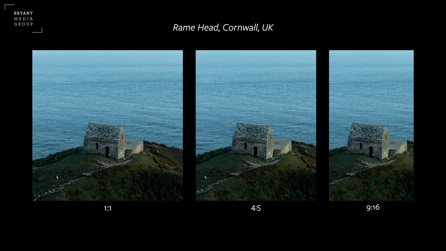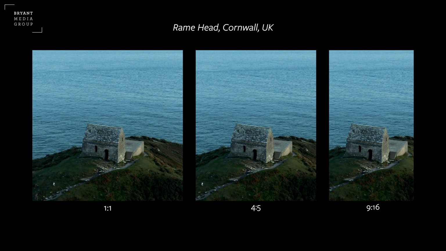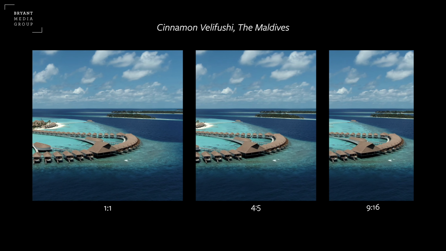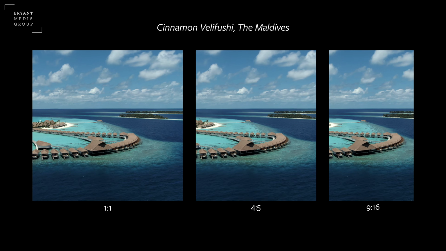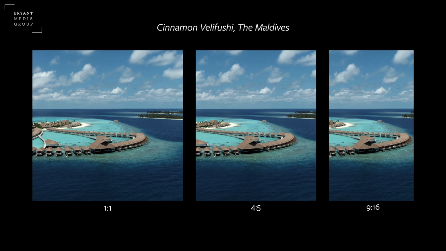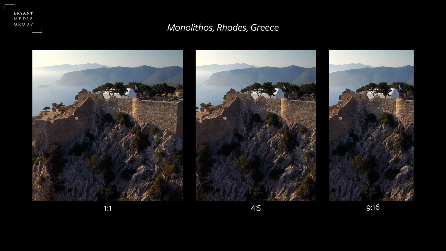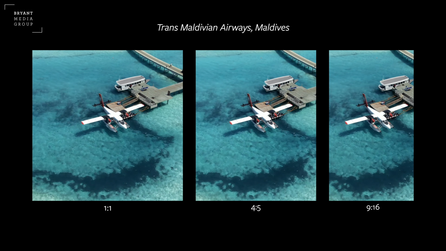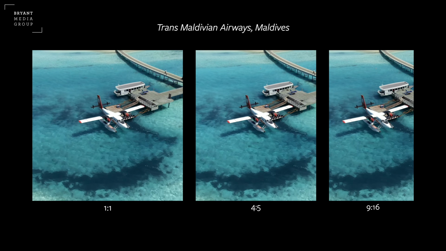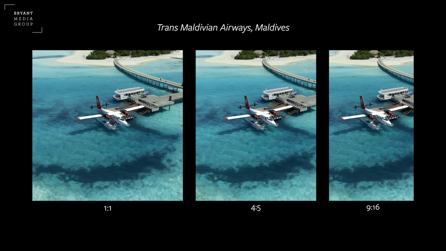You'll see on the left we have traditional square, which is 1:1 aspect ratio. In the middle we have 4:5, and to the right we have the 9:16. So let's start on the left. Square is typically very good for LinkedIn, also Facebook and Twitter videos work well as square.